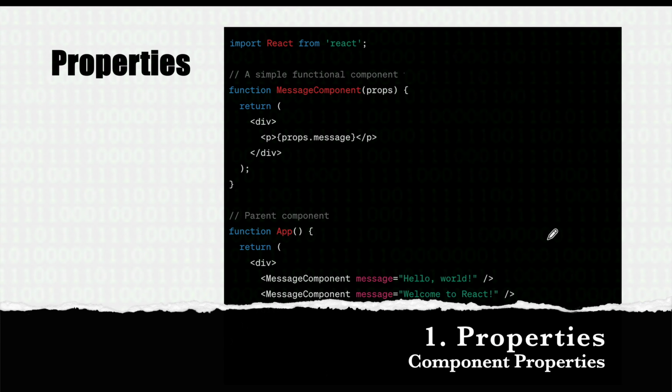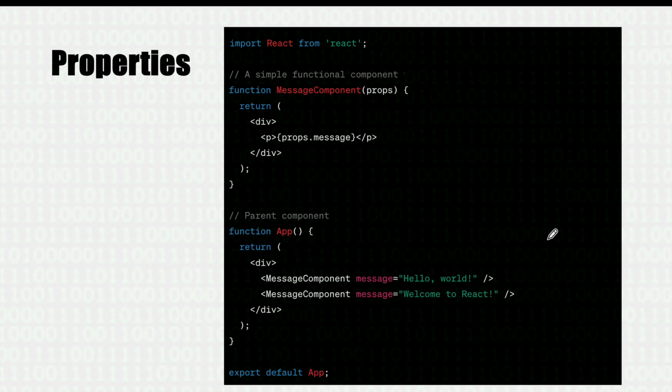So let's start with properties. Properties, which are also referred to as props, are a way to pass data from parent component to a child component. Props are used to make components more flexible and reusable by allowing you to configure a component's behavior and appearance from the parent. So for example, this is a parent component.